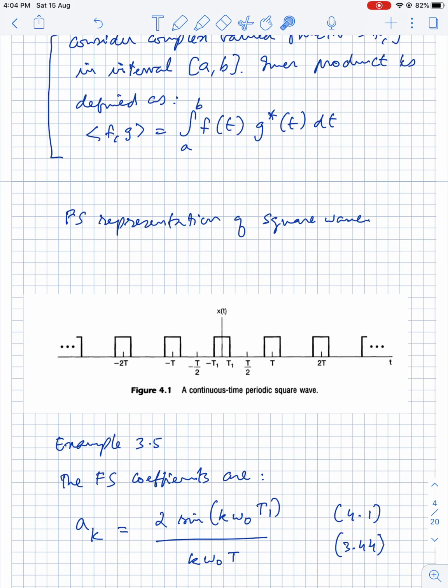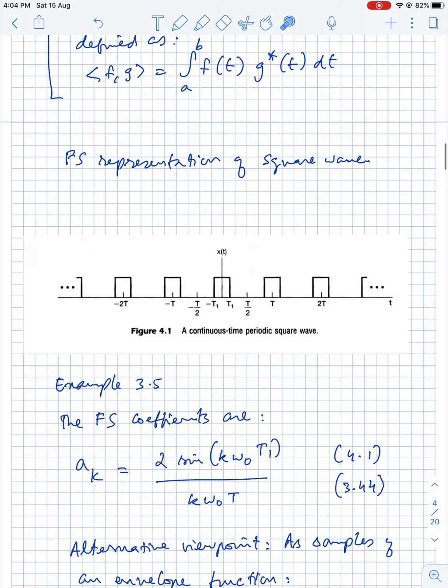Okay, so let's relook at one problem which we did in the case of Fourier series, the Fourier series expansion of a periodic square wave. This is figure 4.1. We saw this in the Fourier series chapter. It is a square wave of period T, and the portion from 0 to T1 is 1, and in one period there are two such portions, here and here, half of this. So this is our signal, and this is one period.